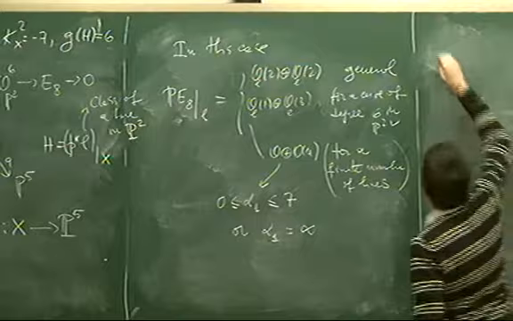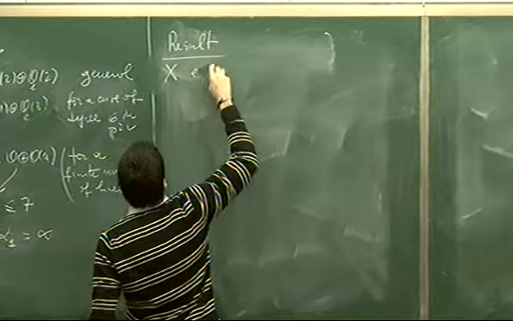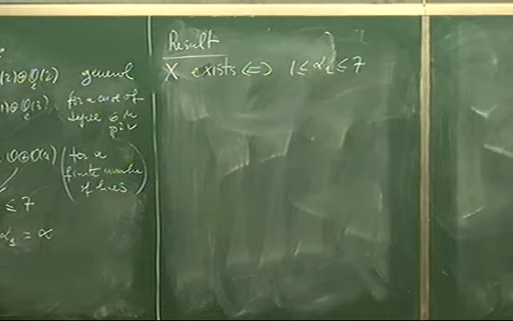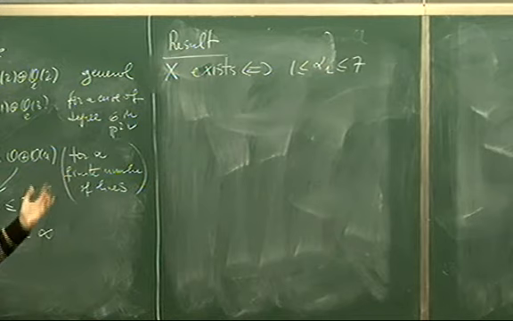The result is that X exists if and only if alpha 1 is between 1 and 7. So for the general bundle, there is no surface in this case. If there is no extremal jumping line, there is no surface, there is no triple cover in this case.